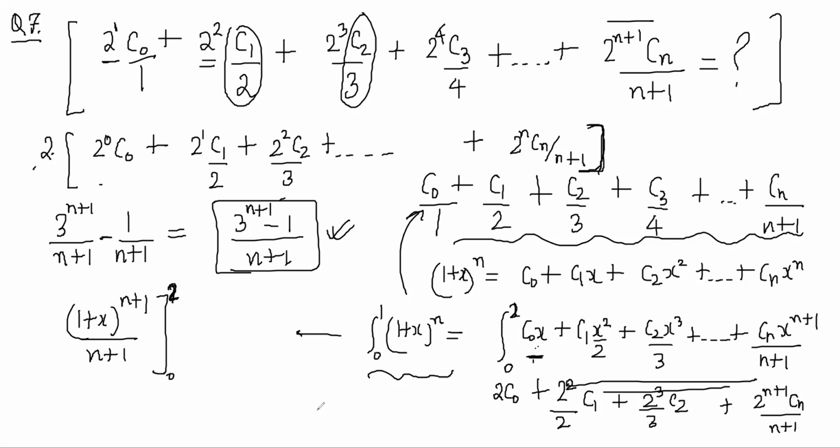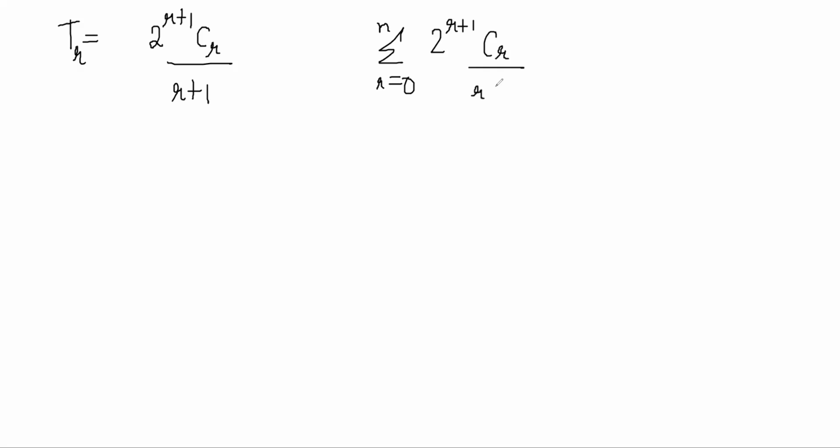Let's try, however, a different way to do it also. The general term was what? 2 power r plus 1 nCr by r plus 1, right? And the summation was going from where to where? r was going from 0 to n. So r equal to 0 to n, 2 power r plus 1 nCr by r plus 1. We have to try to simplify this part a little bit, nCr by r plus 1. Can we simplify it in some nice way?